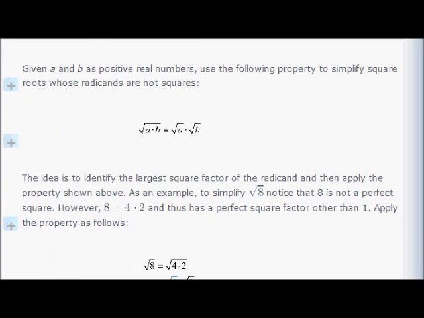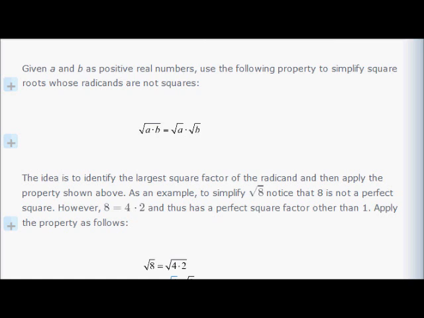If you're given a and b as positive real numbers, we're going to use the following property to simplify square roots whose radicands are not squares. Square root of ab, or a times b, is equal to the square root of a times the square root of b. So you identify the largest square factor of the radicand and then apply the property shown above. As an example, to simplify square root of 8, note that 8 is not a perfect square, but 8 is equal to 4 times 2, and 4 is a perfect square.